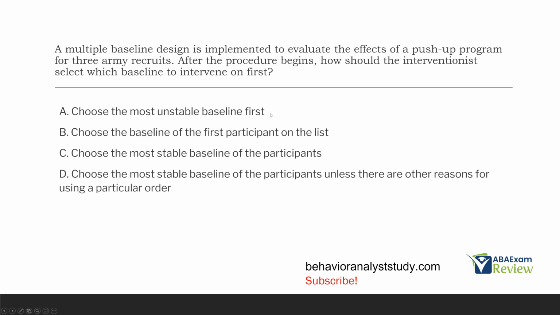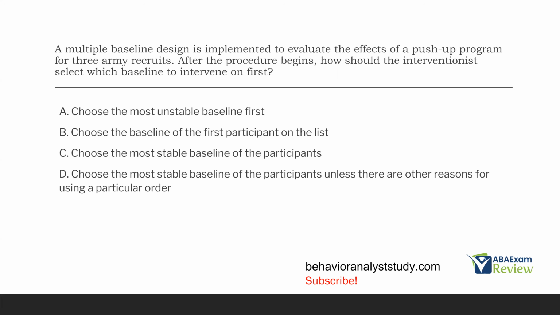A, choose the most unstable baseline first. Well, that's really never going to be the answer because we're always looking for a stable state for baseline. Even in withdrawal designs, when we're dealing with maybe a single participant, we always want that baseline to be as stable as possible. B, choose the baseline of the first participant on the list. Again, that's not very systematic. We want to be more systematic about this. And systematic just means planned.